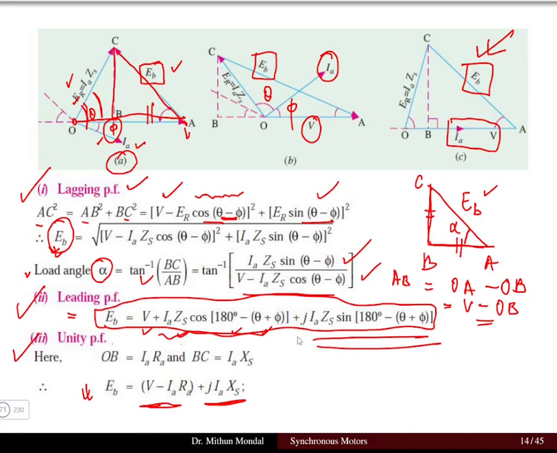Now a special note we have to make here is that if the value of Xs is equal to 0, then we get the value of EB as V minus IaRa alone. It means that when Xs is 0, it is the case of the DC motor, and we get only the difference V minus IaRa. Due to the presence of Xs, that is the synchronous reactance, it becomes a synchronous motor.